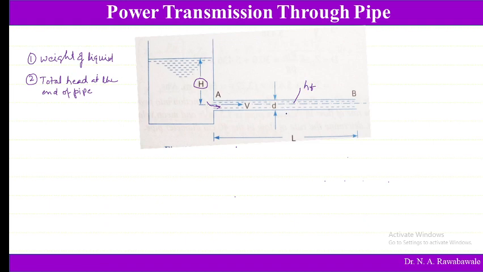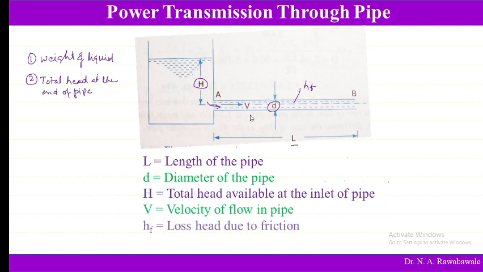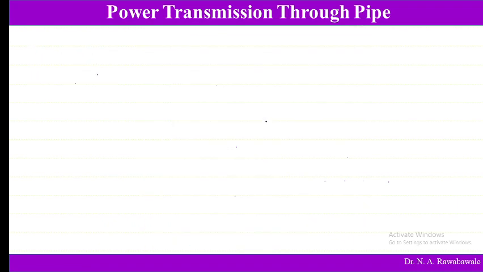Let us assume that the total length of pipe is l and the diameter of pipe is d, whereas the total head available at the inlet of pipe is h meters, and the velocity of liquid flowing through this pipe is v meters per second. hf is the head loss through this pipe, and f is the coefficient of friction. Now we'll analyze this system.